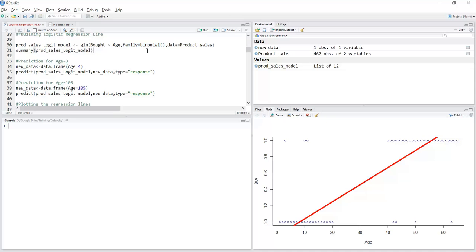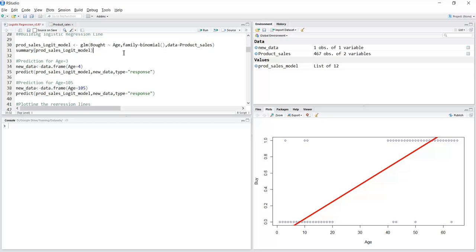Why are we doing family equal to binomial? Because it is a binary output. There may be some cases where more than two outputs are there, but simply take it for granted that we have to write family equal to binomial in logistic regression. Sometimes we might get yes, no, not sure, or more than two outputs. Simply, in our case, to fit a logistic regression line, you have to use glm. You have to write the equation, then family equal to binomial and the dataset name. So instead of fitting a linear regression line, I'm trying to fit a logistic regression line.